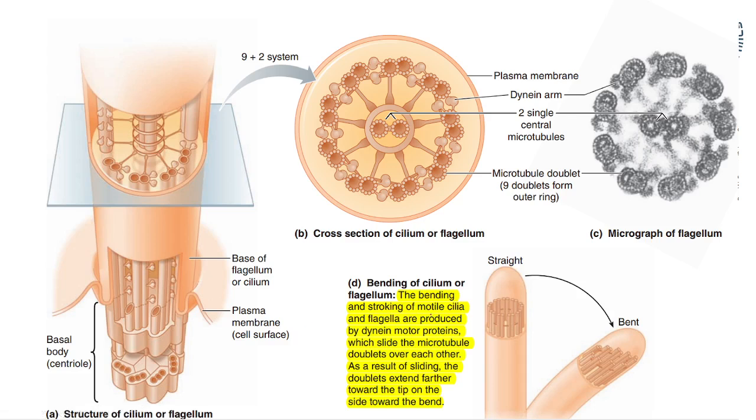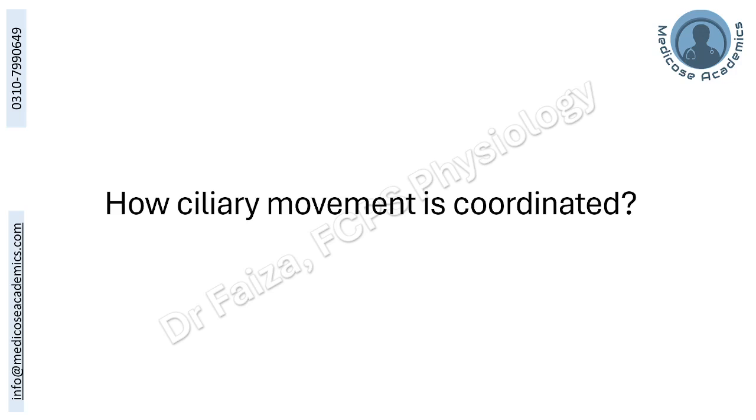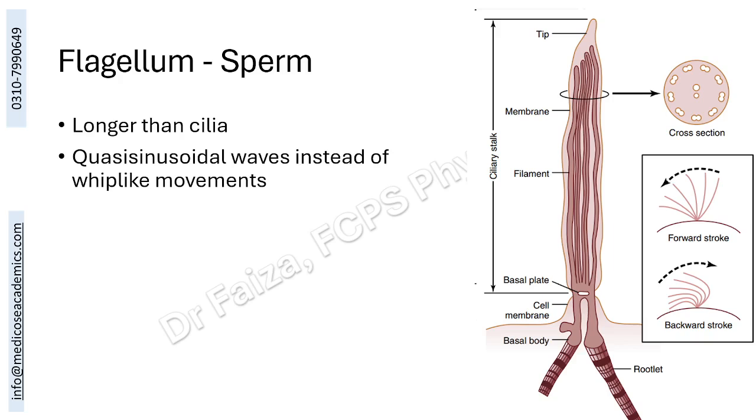The bending and stroking of the motile cilia and flagella are produced by dynein motor proteins, which slide the microtubule doublets over each other. As a result, doublets extend farther towards the tip on the side towards the bend. The cilium will bend towards the side at which the microtubules have moved outward. So, what helps in keeping these ciliary movements coordinated? That is the axoneme, which helps in dynein arm activation all across.